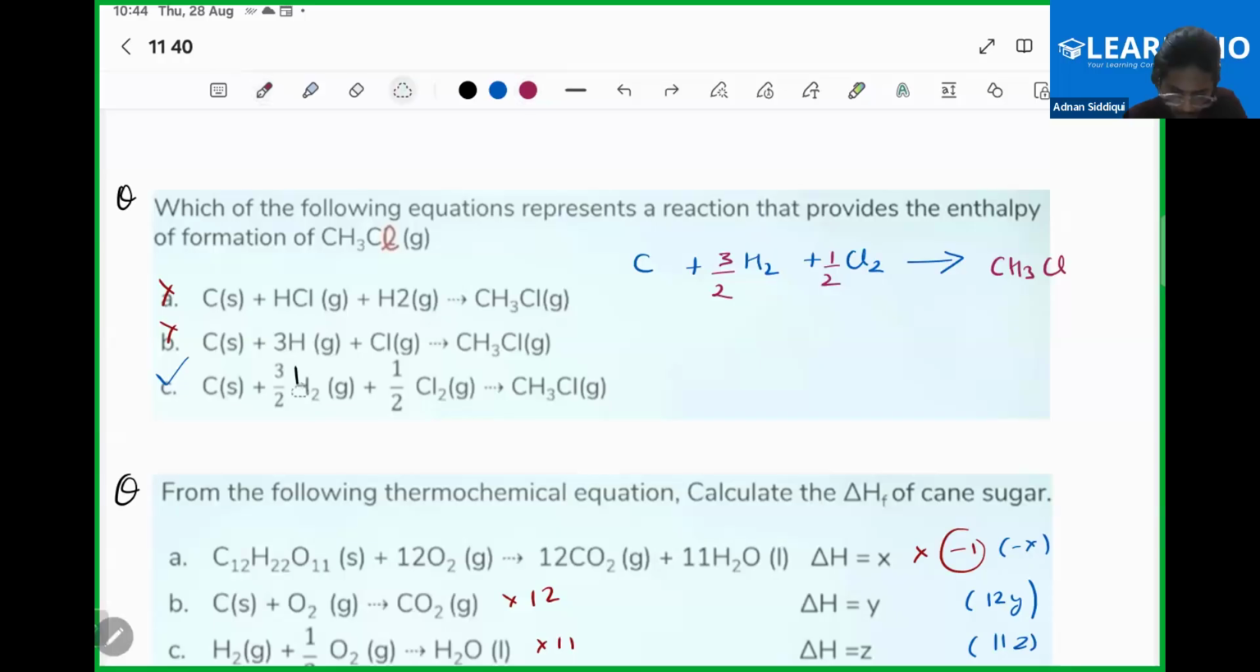The third one, C. Is it easy? Just by looking at it, you can see the hydrogen is given as H form only, so it is again wrong.